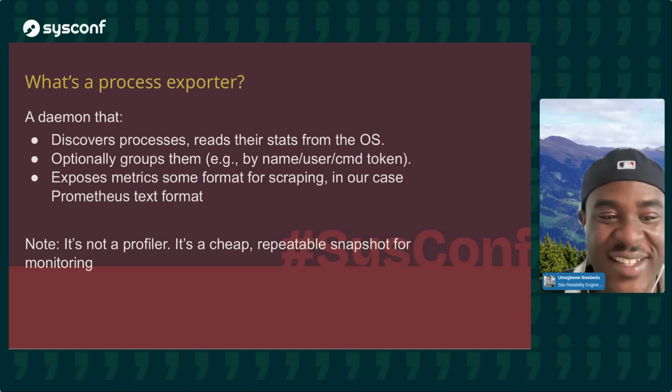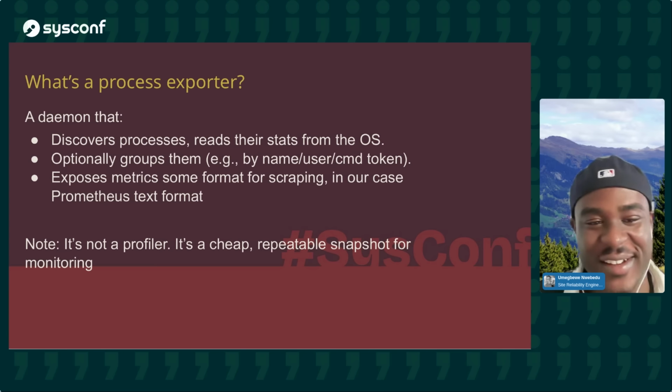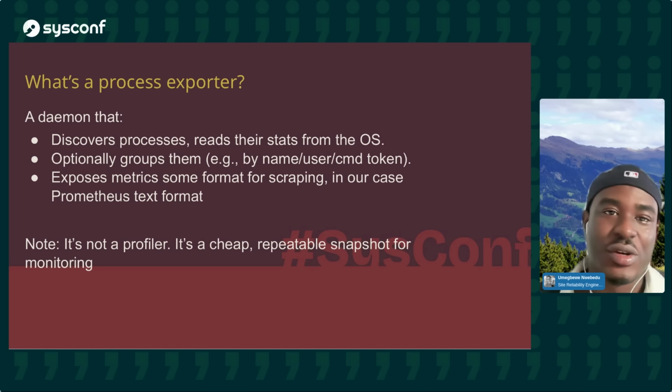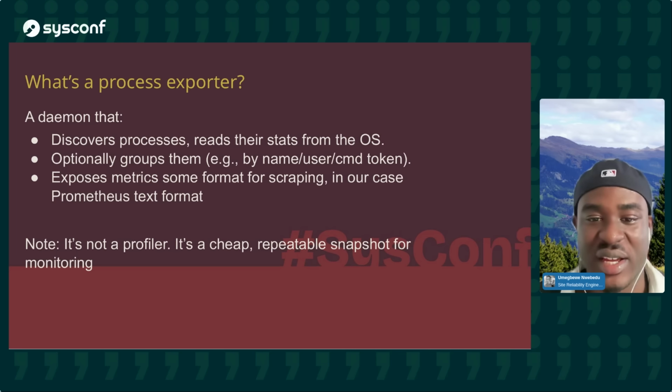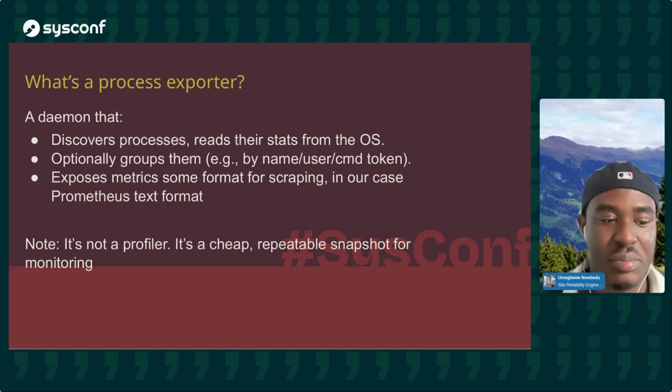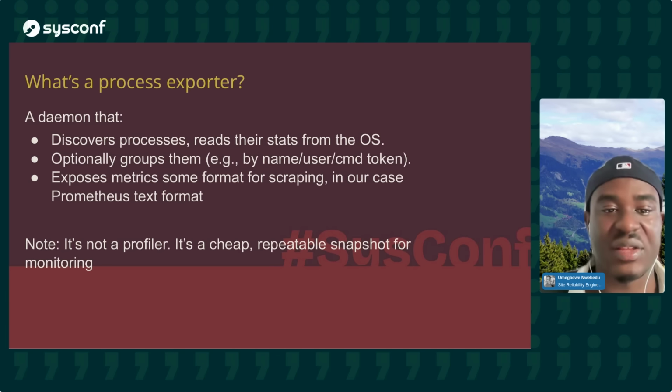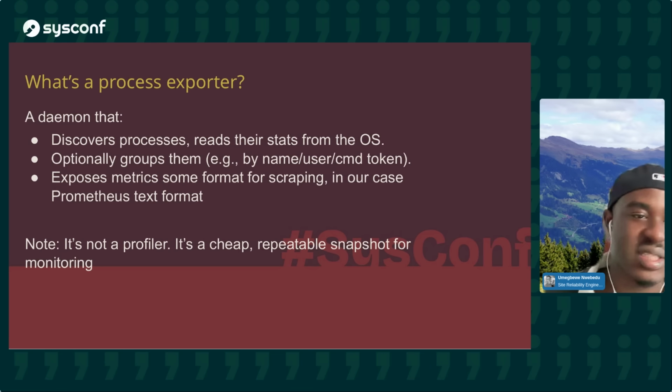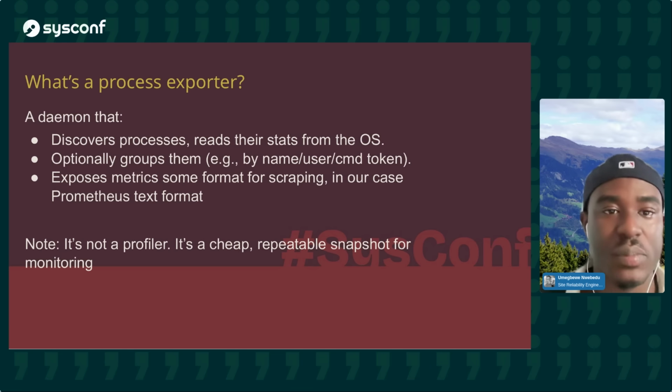Something you should note here is that a process exporter is not a profiler. It is a cheap, repeatable snapshot for monitoring. What that means is that we can take a snapshot of the process stats at a point in time. So let's say right now at this moment, 3 p.m., at this second, what is the stat for this process? Then we take another snapshot, let's say in the next 15 seconds, and then we are able to plot a time series based on that data.